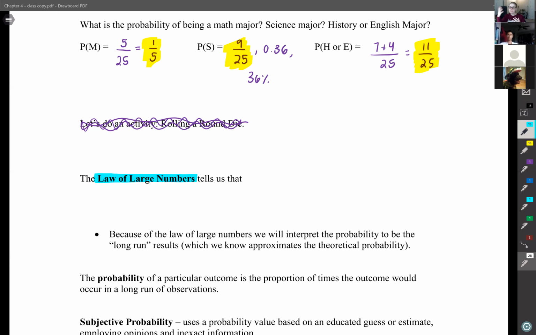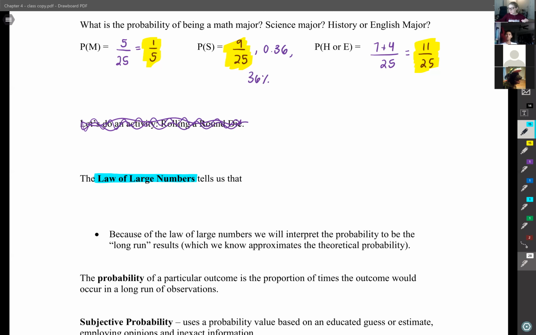Because if you do it a large number of times, the empirical probability that you're observing in your experiment will probably approach the theoretical probability. So if you toss a coin a bunch of times, you should get somewhere close to 1/2 of the times it's heads. Just something cool to know. And then it says, because of the law of large numbers, we will interpret the probability to be the long run result, which we know approximates the theoretical probability. Like I said, I don't think that's even on the study guide, but it's cool to note the connection between empirical probability and theoretical probability.